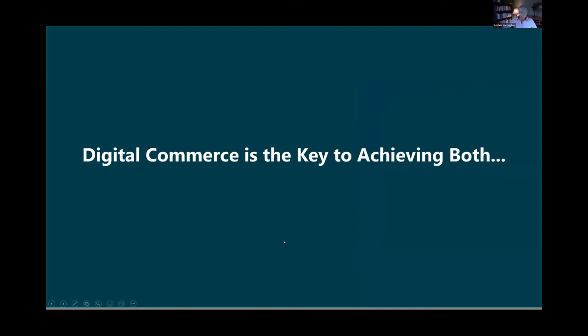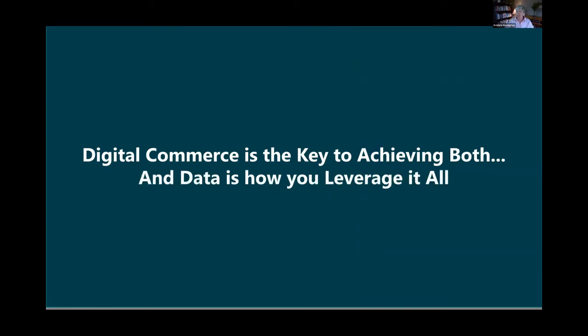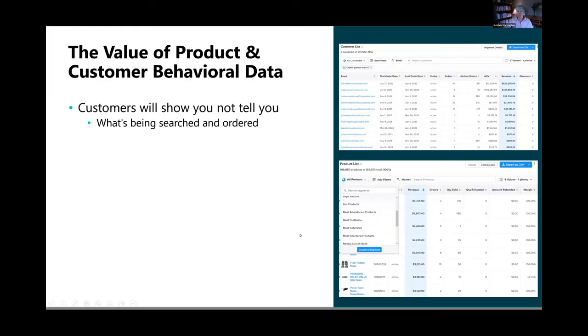So as we look across these two groups, digital commerce is the key to achieving both what you as manufacturers want and what your customers want: to be efficient, flexible, and profitable. And data is how you leverage it all. So let's talk a little bit about, once you're using digital commerce tools, what's the value of the customer data that you can then glean, and different ways that you can utilize this. So quickly, and I know this is going to look a little bit small, but just remember, you're going to get a recording of this, so you can potentially zoom in and look at this in detail.